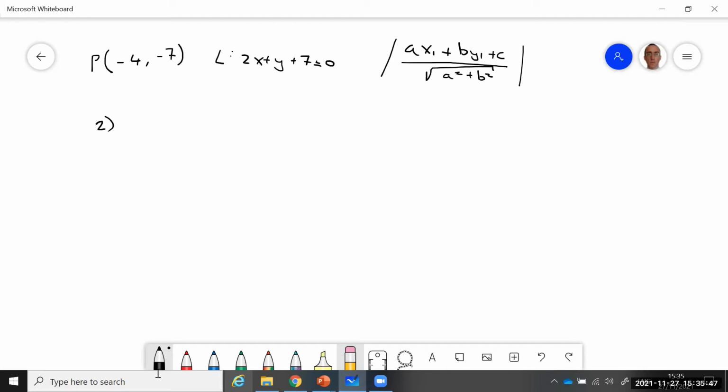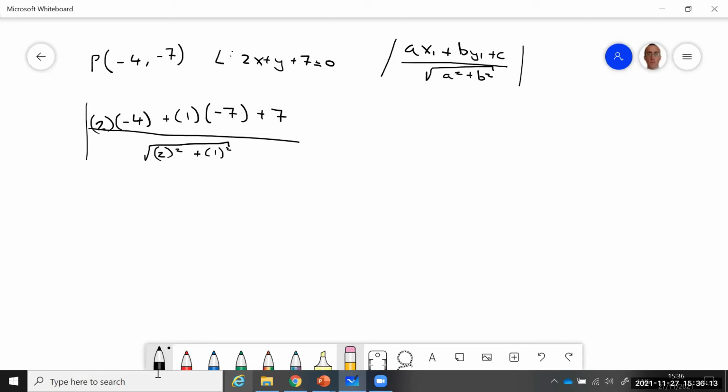So therefore, that's 2 times negative 4, plus 1, because that's the coefficient of the y term, times y1, which is negative 7, plus c, which we said was plus 7. There it is right there. And that's all over the square root of 2 squared plus 1 squared. Remember, it's the absolute value of all that because we're talking about distances. That will tumble out to be 8 over the square root of 5.